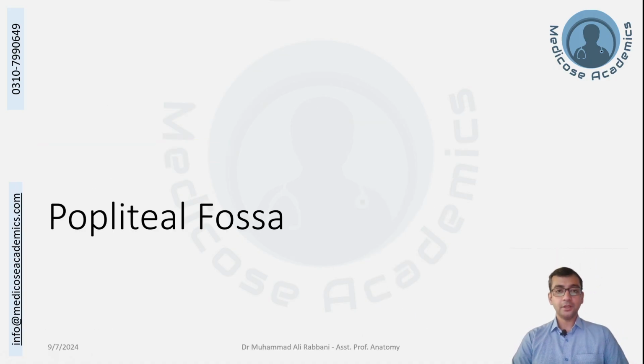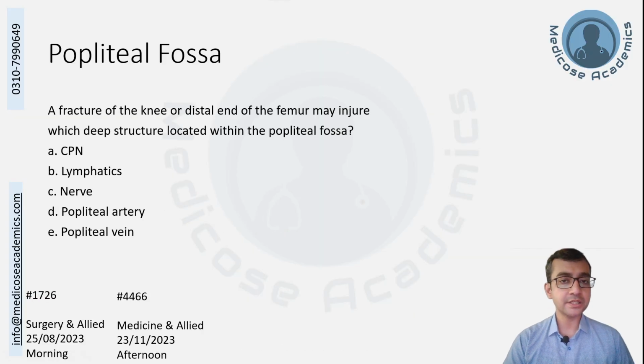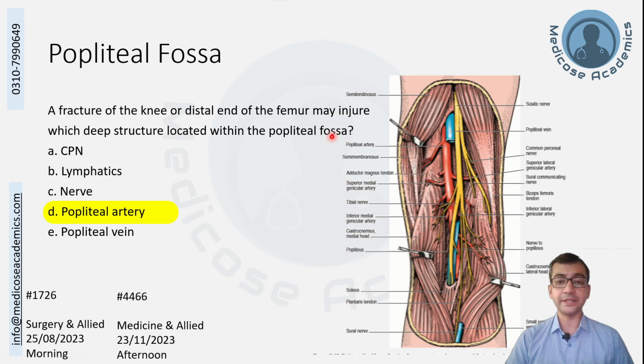Moving on to the next topic, that is popliteal fossa. You can be asked questions regarding its boundaries, regarding its contents, and one of the most common questions asked is which structure is the deepest located. A fracture of the knee or distal end of the femur may injure which deep structure located within the popliteal fossa. It is a very commonly asked question which structure is present deepest in the contents of the popliteal fossa or most anteriorly. So that answer is popliteal artery. As very well you can see, the most anterior is popliteal artery, followed by vein and followed by nerve posteriorly or more superficially.